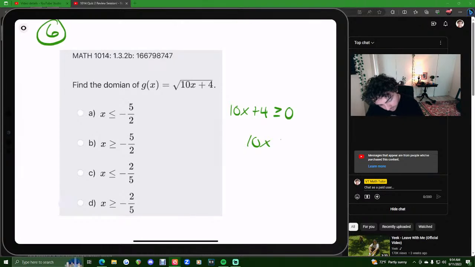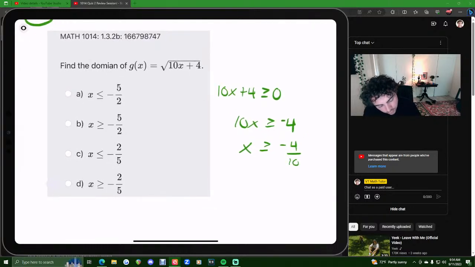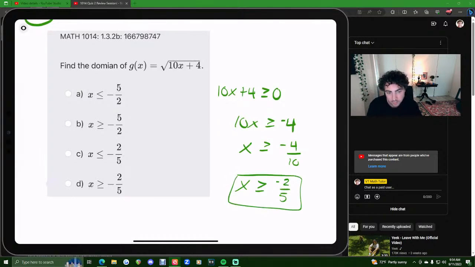So we subtract 4. We get 10x is greater than or equal to negative 4. And we divide by 10, we get x is greater than or equal to negative 4/10, and then we reduce that fraction. We divide 4 and 10 by 2, and we get x is greater than or equal to negative 2/5, and that is option D. That's all there is to it.